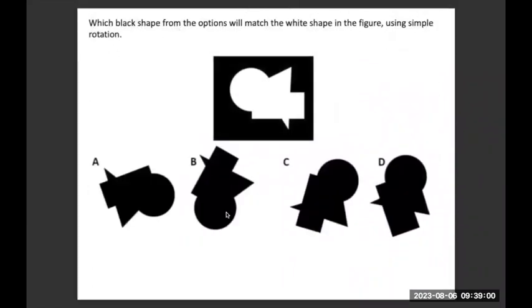This is a similar question. A black sheet is there, and in that black sheet, there's a cutout. What you have to do is find which of these options are the cutouts, basically. Just give me one minute.